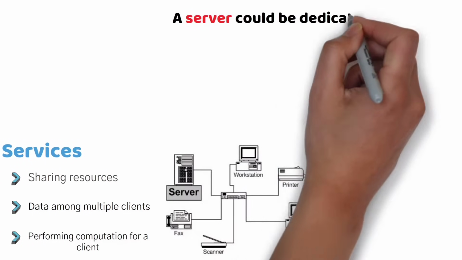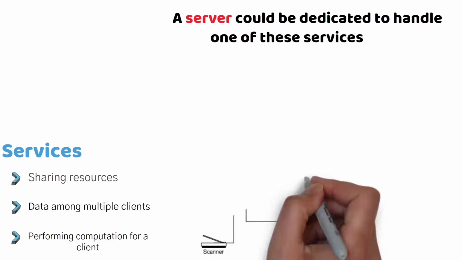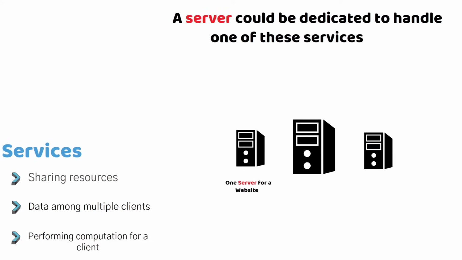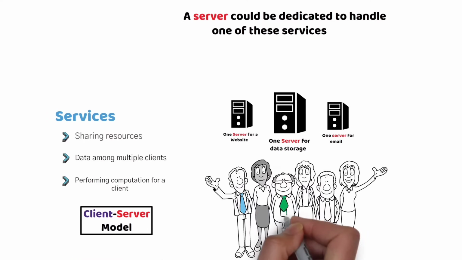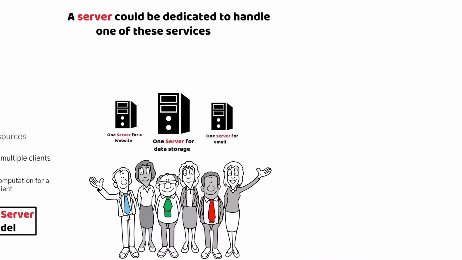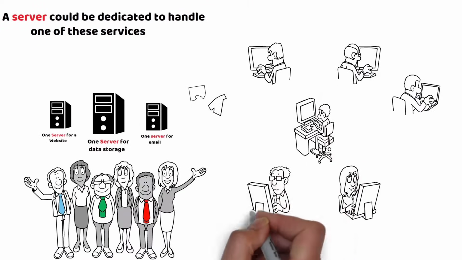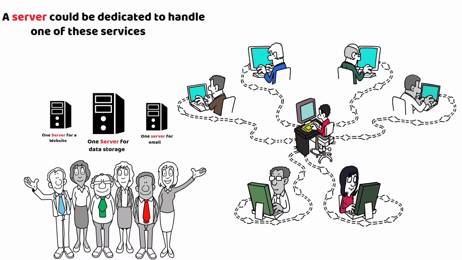Now, a server could be dedicated to handle one of these services only, where you would have one dedicated server for a website, one server for data storage, and a server for email. And this is a model that larger organizations use. Well, you can also set up a server to handle each of these services on the same machine, which is what typically happens in smaller organizations.